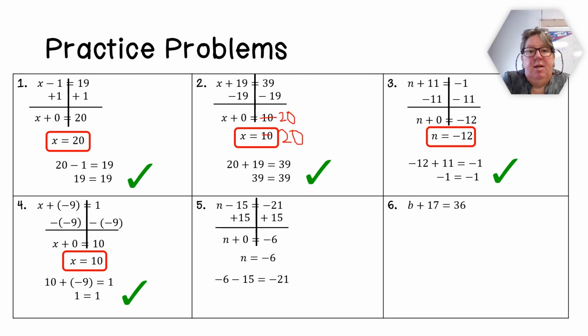We plug that back into our original equation. Negative 6 minus 15 equals negative 21. And negative 21 does, in fact, equal negative 21. So that's true. And n equals negative 6 is our solution.